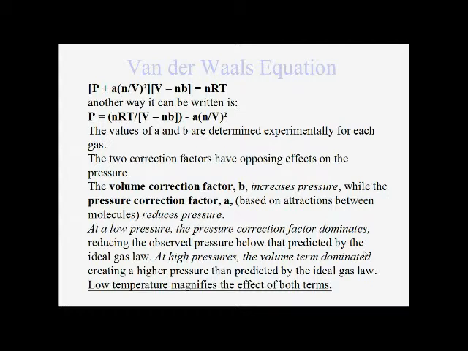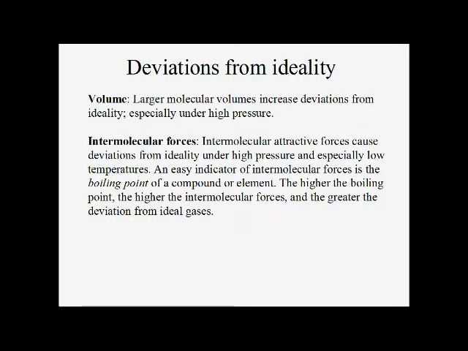So we're going to see these effects at high pressure and low temperature. So larger volume molecules will deviate from ideality quicker than smaller molecules. Molecules with strong intermolecular forces are going to deviate from ideality quicker than weaker intermolecular forces. And the intermolecular forces, the easy way to look at that is the boiling point. A higher boiling point means higher intermolecular forces. So it means that higher boiling points are going to be quicker to deviate from ideality.